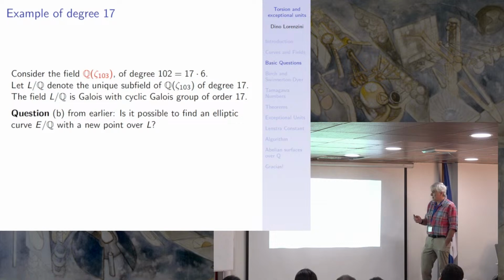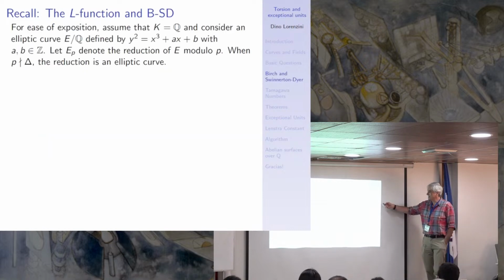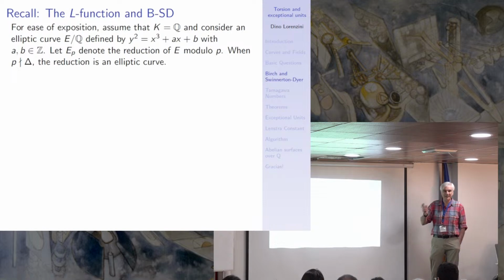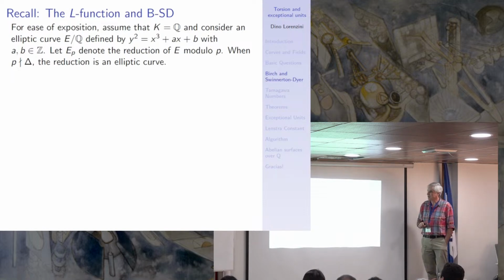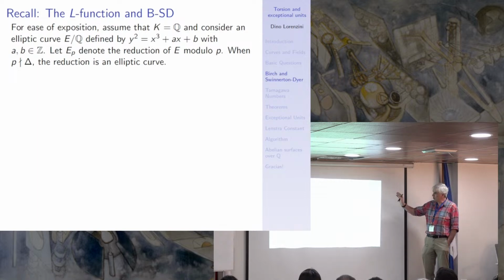All right. So the answer that I'm going to go through is yes, but you have to assume the Birch-Swinnerton-Dyer conjecture. So let me review what I need in this talk for the Birch-Swinnerton-Dyer conjecture. And for ease of exposition, I'm going to just keep k being Q, and my elliptic curve will be y squared equals x cubed plus ax plus b, right?